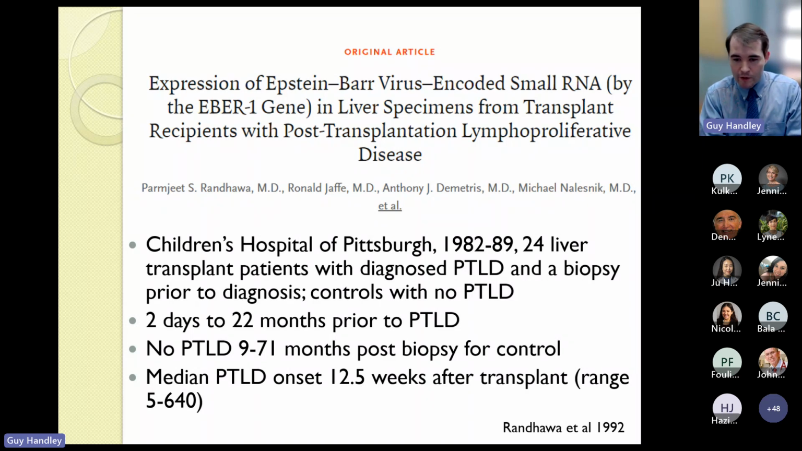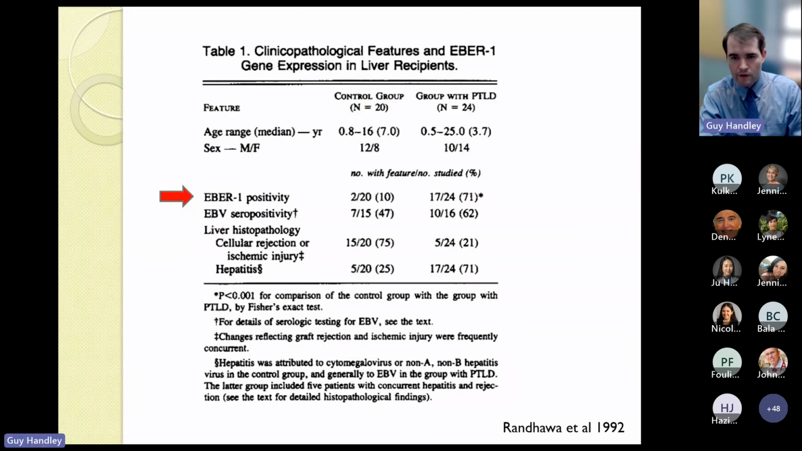The mean onset was 12 and a half weeks after their transplant. And the main thing here that they found was those EBV encoded small RNAs. If you had those, you were more likely to develop PTLD, but it certainly wasn't 100% sensitive. It wasn't 100% specific. 10% of the patients who never had PTLD had detection of these RNAs.